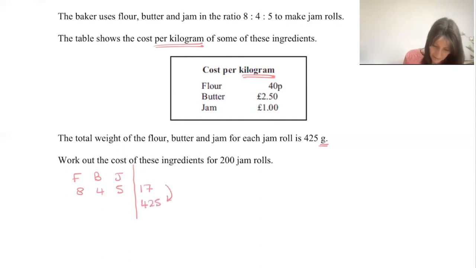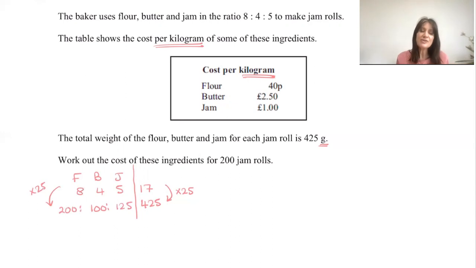So this is our invisible column method. What do I times 17 by to get to 425? It is 25. So I'm going to times through on this side by 25. Then that's going to give me some values. So my flour would be 200, butter would be 100, and 125 for my jam. So that's the weight of each ingredient for one jam roll.